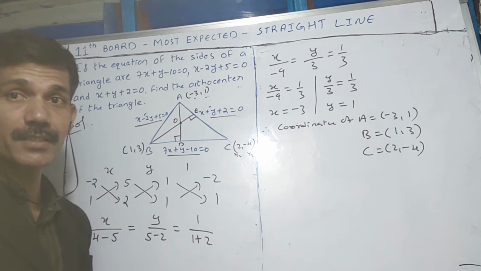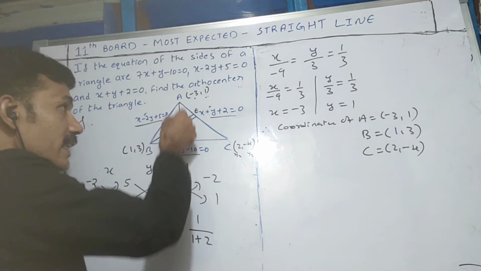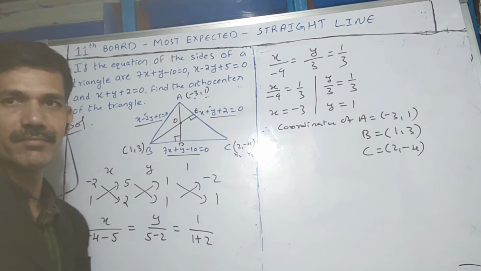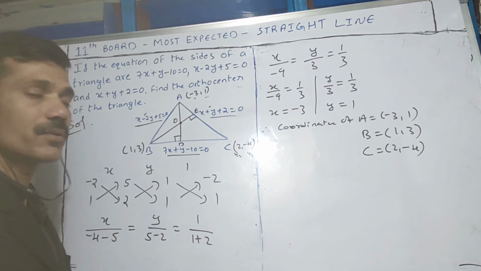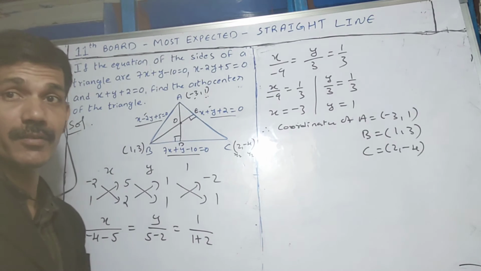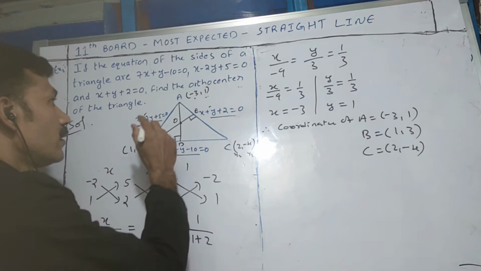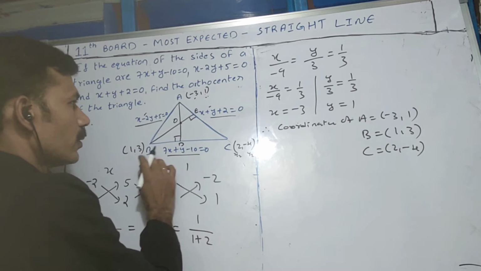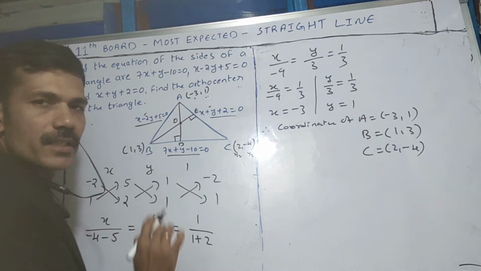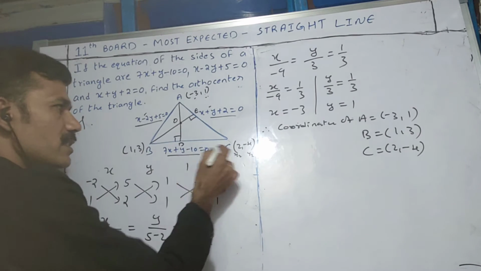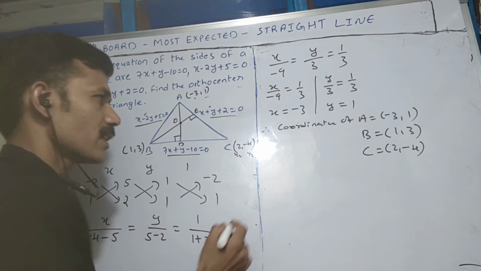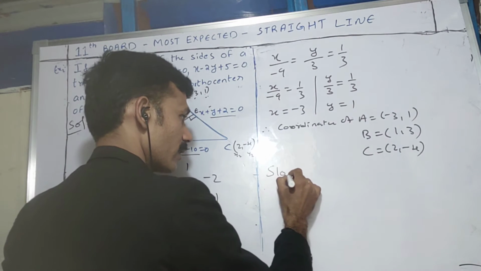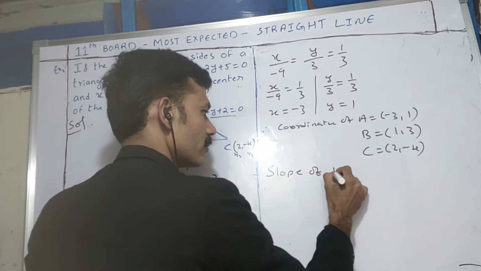After finding the vertices, the next step is to find the line equations of AD and BE. Okay, how to find the line equations of AD and BE, we'll see now. See, what we can do, here AD and BC are perpendicular. BC vertices are known. If vertices are known, first we will find the slope, slope of BC.